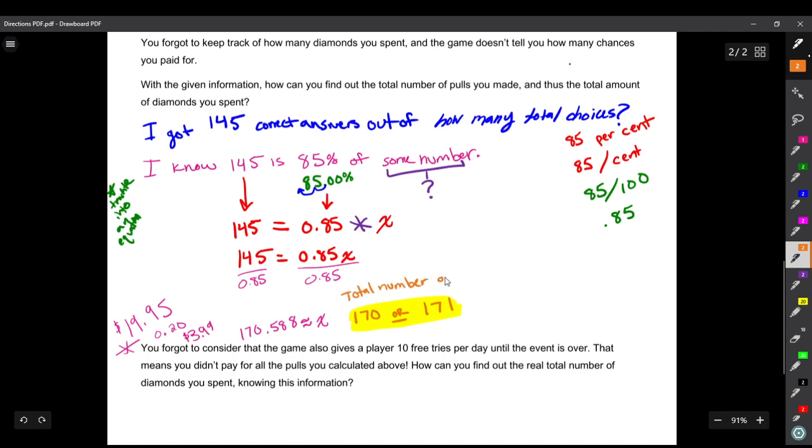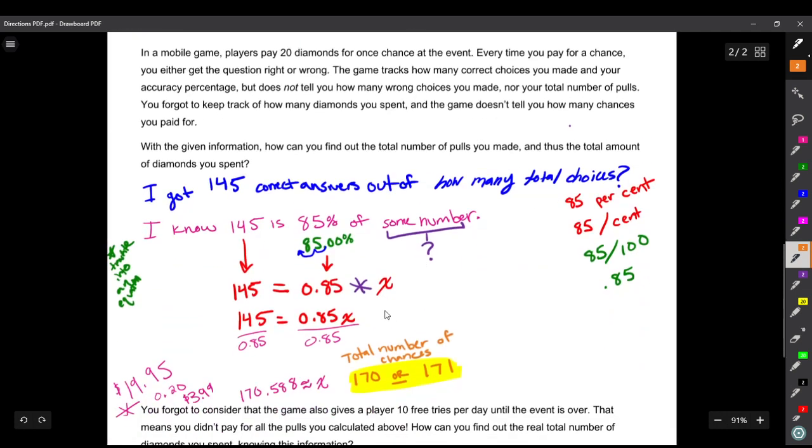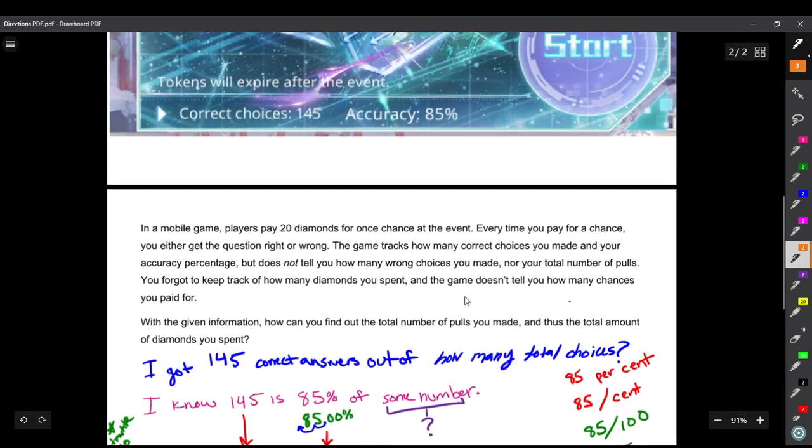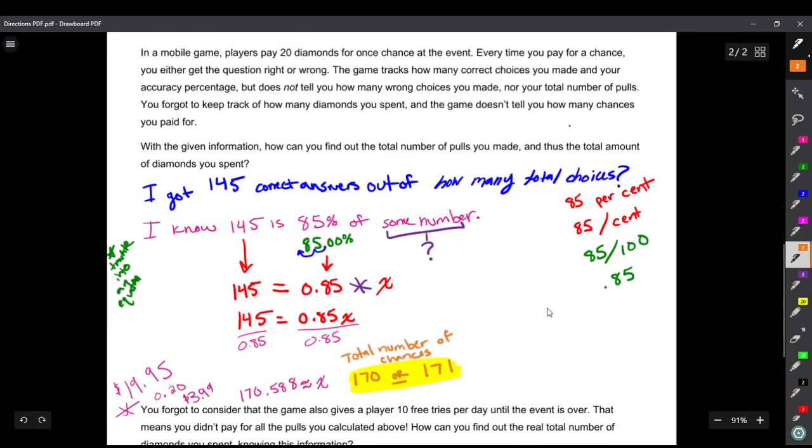Total number of chances. Now you might be thinking there is actually another way to do this. We could have done a proportion, and I see that this video is getting a little long, but it might be worth it to know. If you think about this, let me see if I can do a different color for proportion. It looks like we don't really have one.